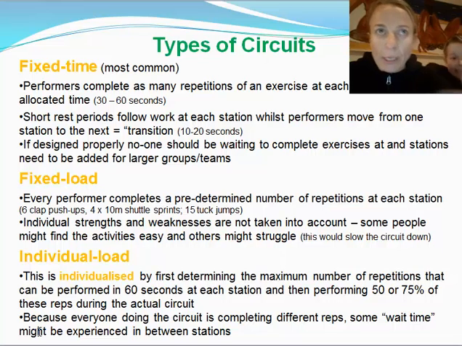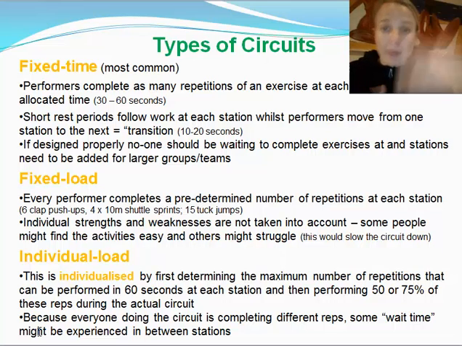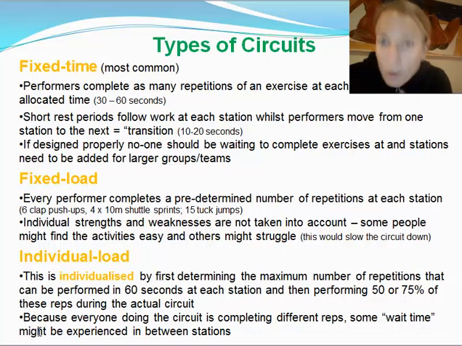And the last one is an individual load, where everybody's working at 50 to 60% of their own capacity, their own potential. For example, I know that Kate would be able to do more sit-ups than I would, so both of us going through that station would do a different number based on our own individual capabilities.